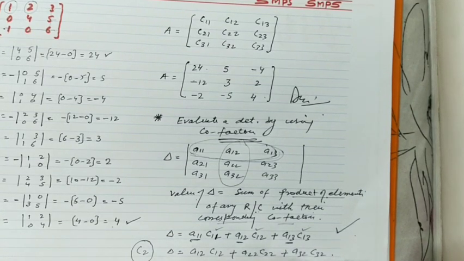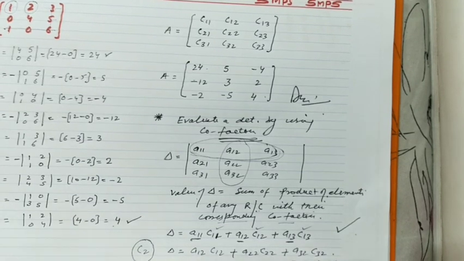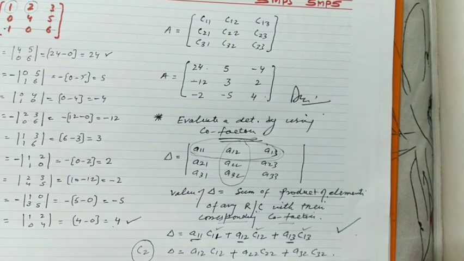Okay students, now we'll discuss exercise 4.4, which is based on minors and cofactors, in the next video.